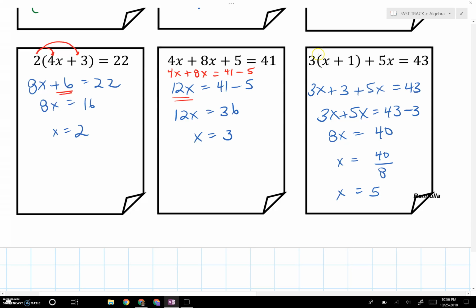In the last one, 3 times x is 3x, and 3 times 1 is 3. By far the most common mistake is to either forget to multiply or to tell me that 3 times 1 is 1. So just be careful. Just make sure that you're watching your multiplication, that you're watching your distribution, that you're making sure that you catch everything that could lead to a silly mistake.